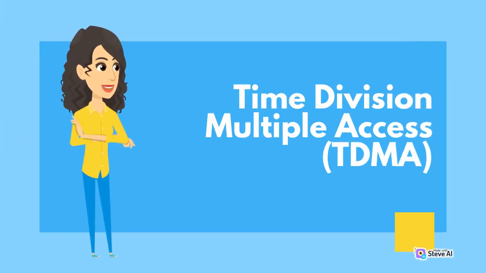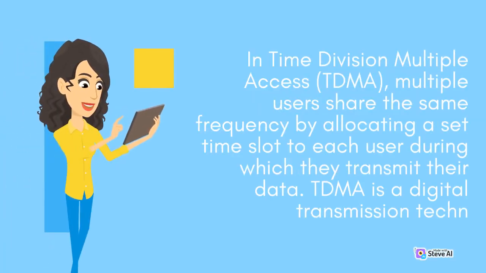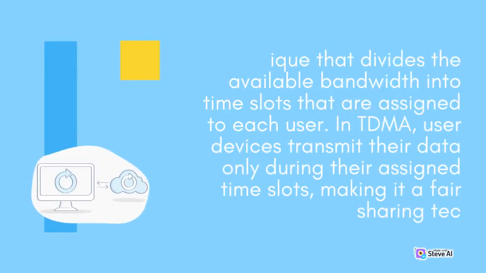Time division multiple access (TDMA). In time division multiple access, multiple users share the same frequency by allocating a set time slot to each user during which they transmit their data. TDMA is a digital transmission technique that divides the available bandwidth into time slots that are assigned to each user.